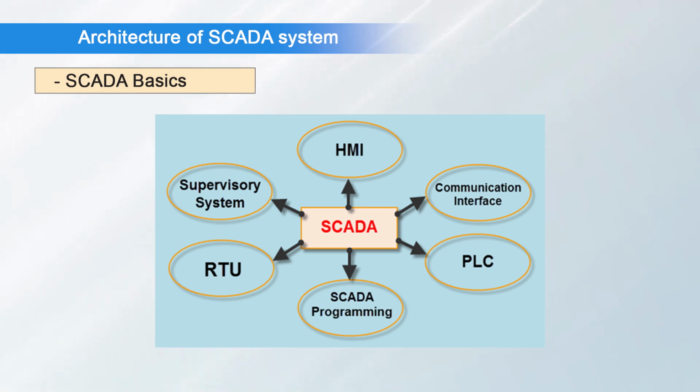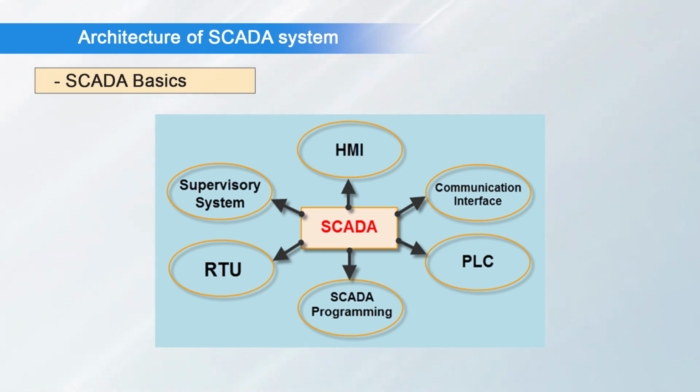But before going into depth about the architecture of SCADA, we should first discuss the basics of the SCADA system. Consider the block diagram of the SCADA system shown in the figure, which mainly consists of different blocks: human machine interfaces (HMI), supervisory system, remote terminal units (RTUs), programmable logic controllers (PLCs), communication infrastructure and the SCADA programming.